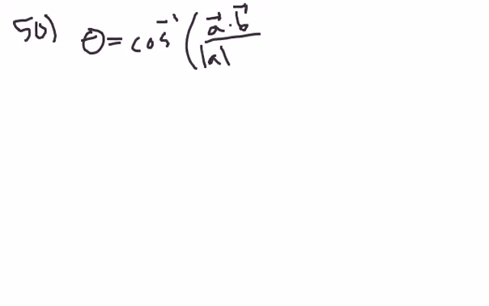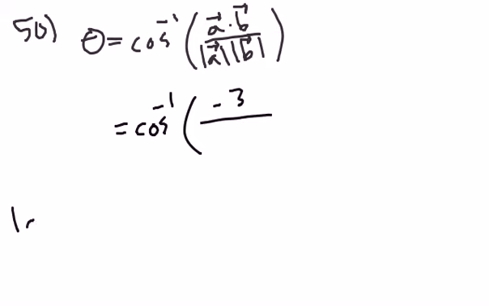Find the measure of the angle between A and B to the nearest tenth of a degree. So this is just using a formula that they give us. The angle between A and B is the inverse cosine of A dot B divided by the magnitude of A times the magnitude of B. The A dot B we actually found in the first part, so this is cosine inverse of negative 3 over, and then the other thing we need to find is the magnitude of A and the magnitude of B.